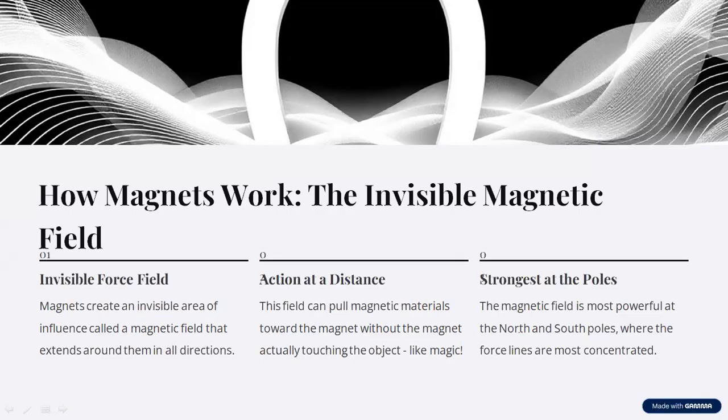So suppose I have a magnet like this. This is north and this is south. Then the magnetic lines are assumed to be in this fashion.